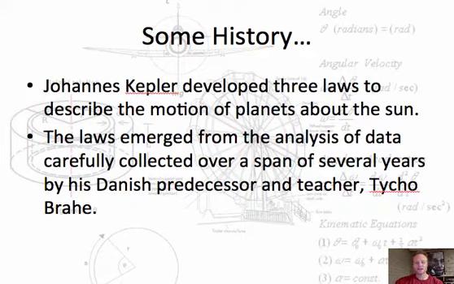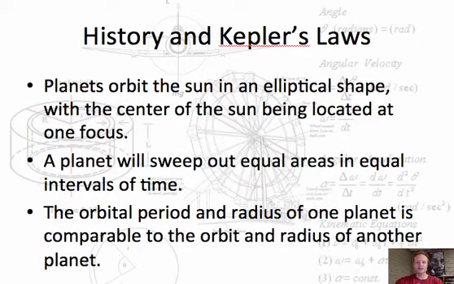Just a little bit of history so you have an idea where this is coming from. This guy named Johannes Kepler developed 3 laws to describe the motion of planets about the sun. Basically, the laws emerged from analysis of data over many, many years. This was not something that happened real quickly, and some of the data was used from Kepler's mentor, Tycho Brahe. Those are 2 relatively prominent figures in astronomy. They were interested in looking at the motion of these planets about the sun, and Kepler came up with these 3 laws that we'll talk about in a lot more depth in a couple lessons.